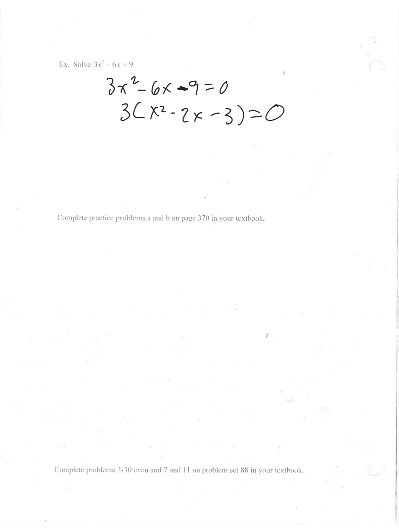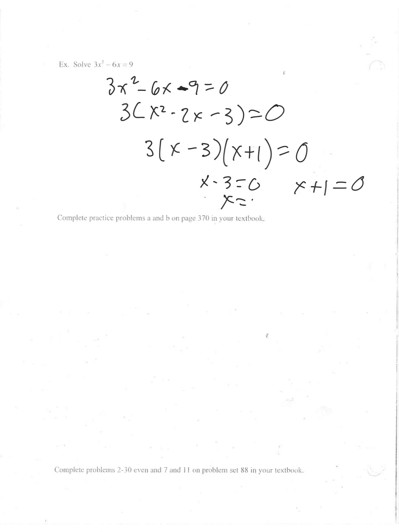Now we're going to factor that x squared minus 2x minus 3. What we're going to get is x minus 3, x plus 1. Now we're going to set each of those factors, x minus 3, to 0, as well as x plus 1 equal to 0. And we get x equals 3, or x equals negative 1. So take a look at these, watch them again if you need to, and then take a look at the practice.